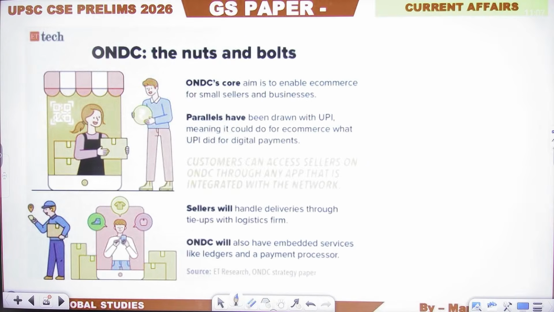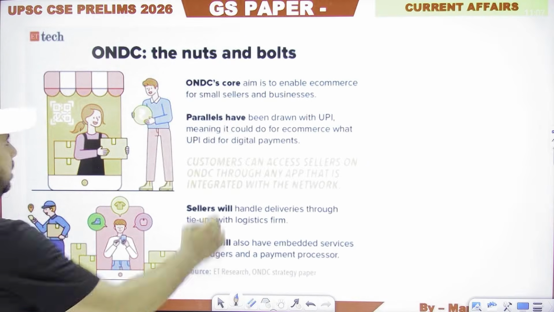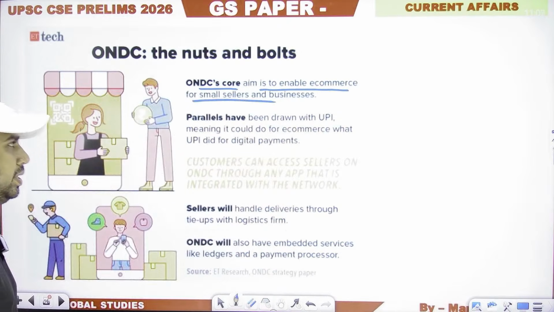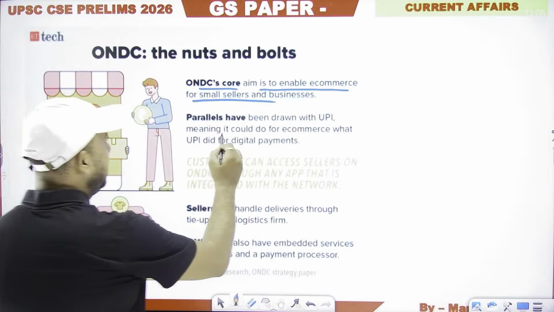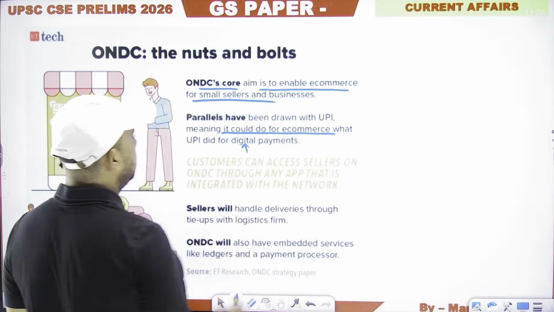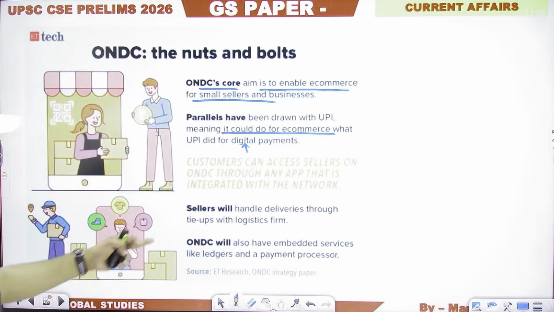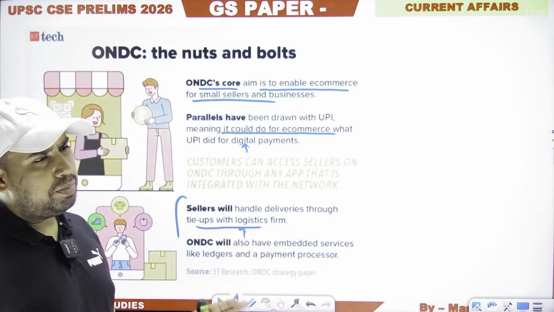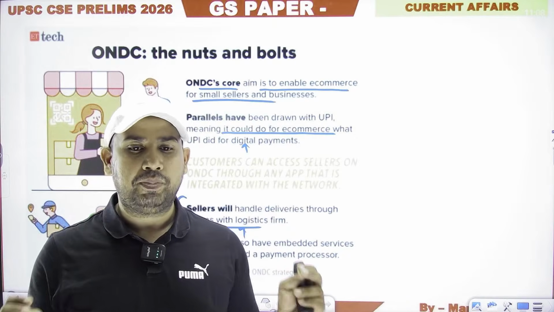As we go through the nuts and bolts of ONDC, its core aim is to enable e-commerce for small sellers and businesses. Parallels have been drawn with UPI, meaning it could do for e-commerce what UPI did for digital payments, and sellers will handle deliveries through tie-ups with logistics firms. The main purpose is to break down the monopoly of the big players.